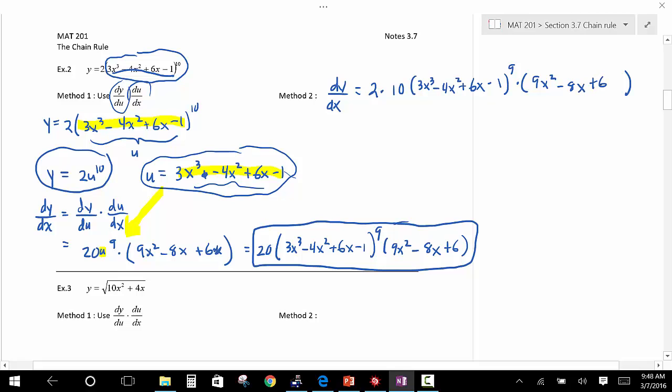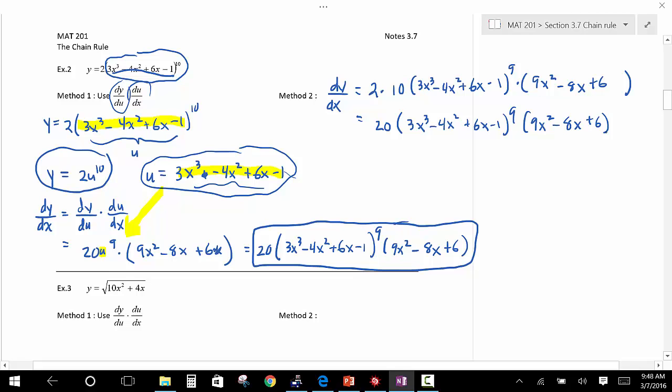Now you could clean it up a little bit. You can multiply the 10 times 2 if you want to. So you would have 20 times 3x to the third minus 4x squared plus 6x minus 1 to the 9th times this. Okay? And you can multiply some of this out if you want to, or you can just leave it alone. It's the same answer, isn't it?